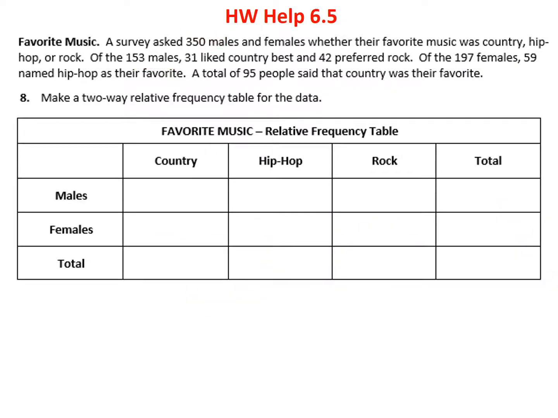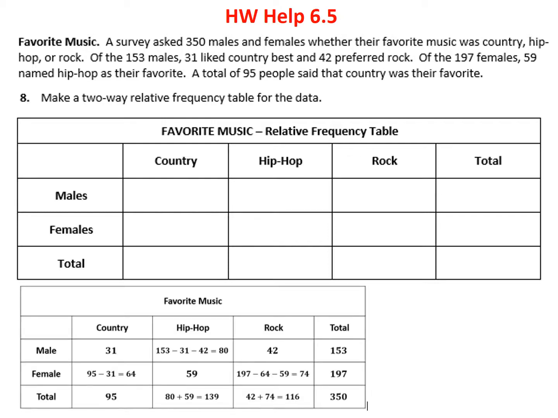In problem 8, we're going to take the same results from 7. So I'll post them right here. And we're going to take every one of these numbers and simply divide it by the grand total. That gives us the relative frequency. So let's start here. 31 divided by 350, and that's going to give me 9 hundredths.